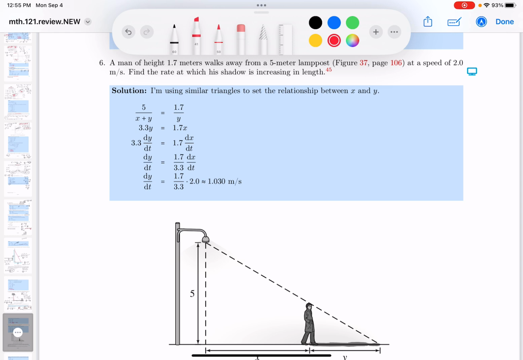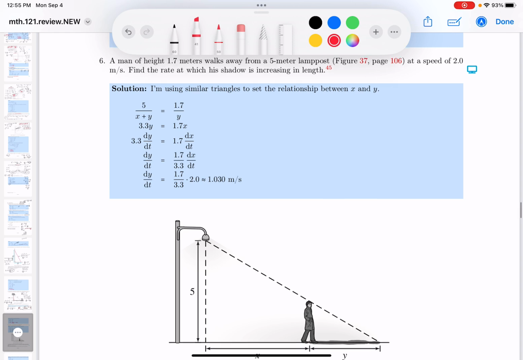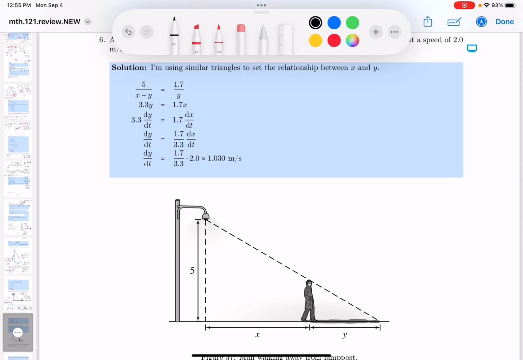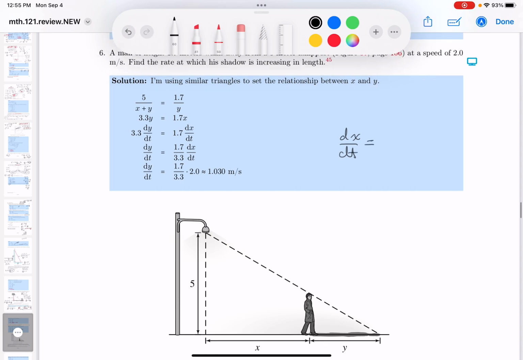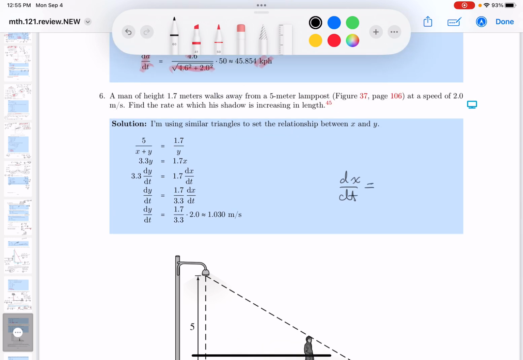So anyway, it says a man that's height 1.7 meters walks away from a lamppost. I'm seeing the picture. So if he's walking away from the lamppost, I do know dx/dt now. He's walking away, it's a positive concept, it's getting bigger. Now, how fast is he walking away from the lamppost? Again, I got to read it. It says at a speed of 2 meters per second. So I got that part. All right, let me keep reading it.